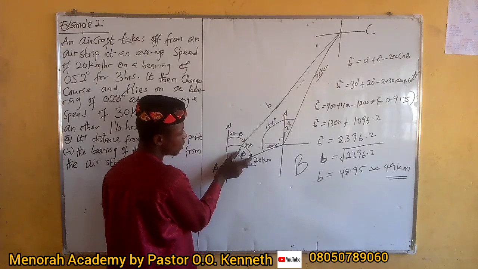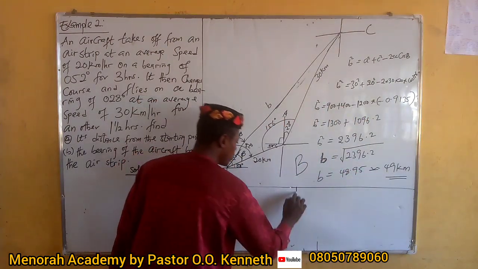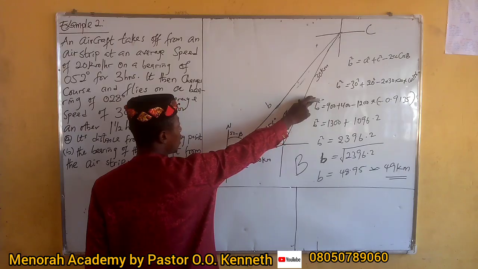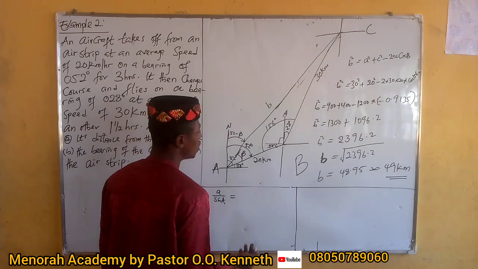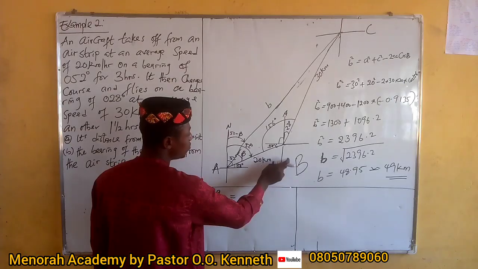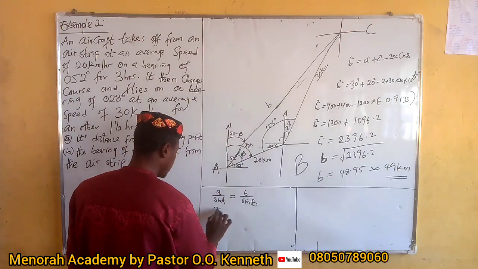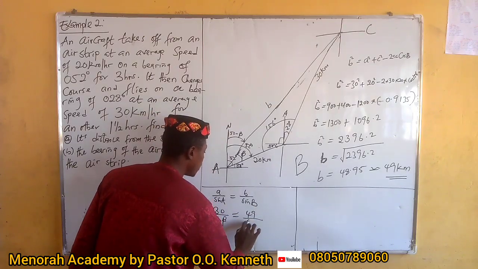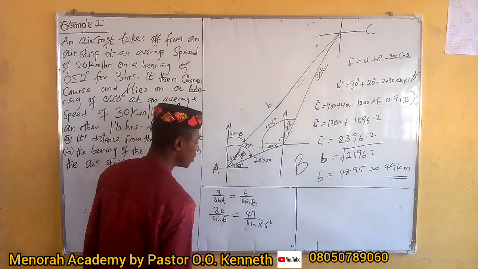To find beta, in this triangle we can use the sine rule. The side of beta is given, which is A, and that is 30. So A over sine A equals B over sine B. A is 30, over sine beta, equals B, which we just found to be 49, over sine of the angle 156 degrees.